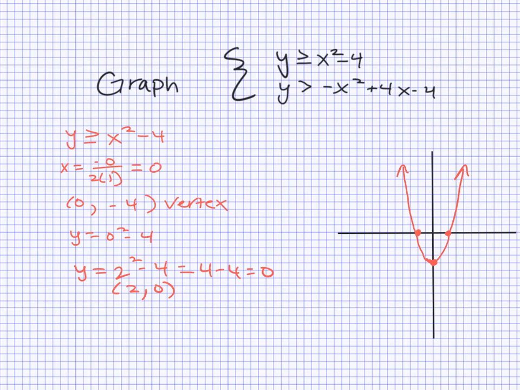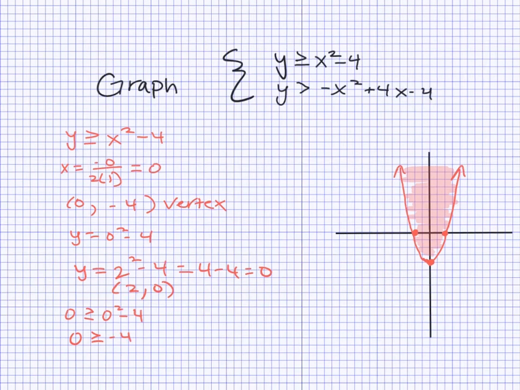Now I also need to figure out shading. And so, as I said last time, my very favorite point to check is (0, 0), and that one is not on the parabola, so I can check it out. And I get 0 is greater than or equal to -4, and as I think about that, that's true. So, we are going to shade where (0, 0) is. And there I go. Now, I'm going to go ahead and do my other quadratic inequality.